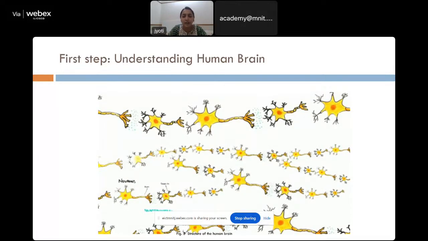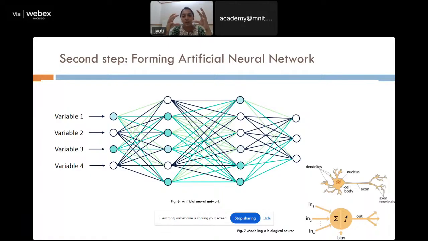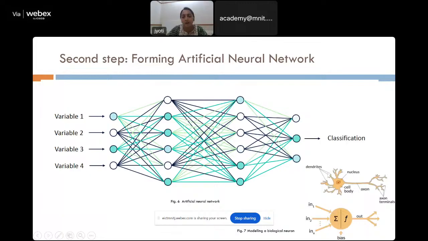So in the similar way, we can think of an artificial neural network. They have taken the idea from the fact that different neurons in our brain work together to carry out the desired action. So in the similar way, in this slide we can say this is the biological neuron, and the bottom one is the artificial neuron. So they are very similar.